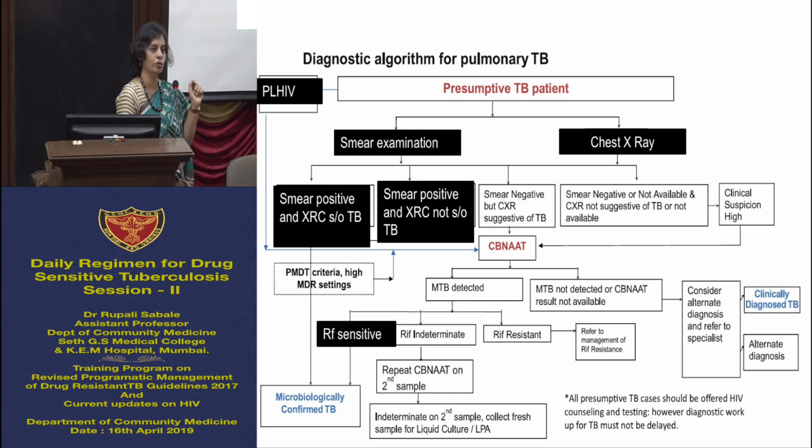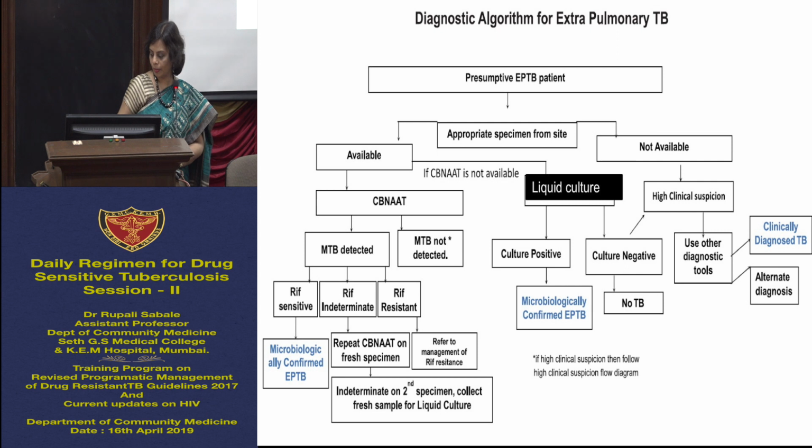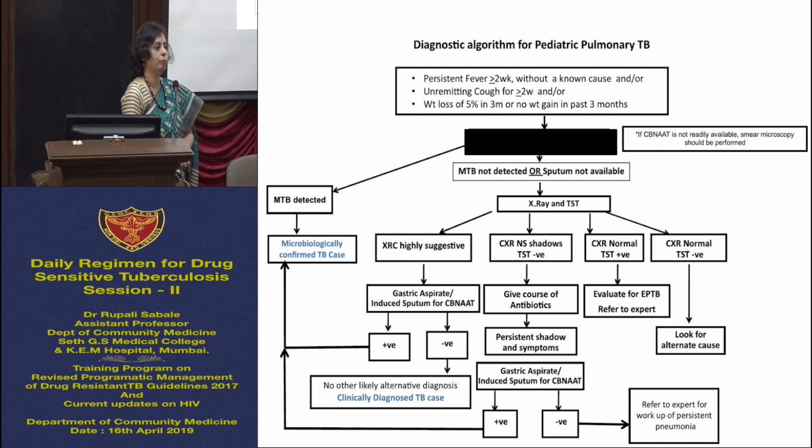CBNAT. And if the CBNAT shows rifampicin sensitive. Okay. So in the CBNAT, if it is rifampicin sensitive, then we label it as microbiologically confirmed tuberculosis. Okay, next. In presumptive extrapulmonary tuberculosis, if CBNAT is not available, what is the investigation of choice? Liquid culture, correct. Okay. In the pediatric population, which is the investigation of choice?